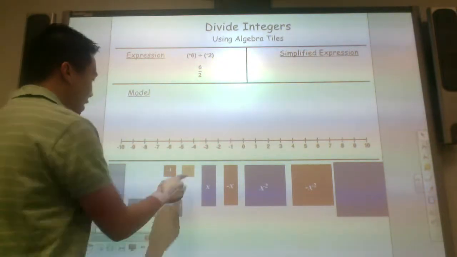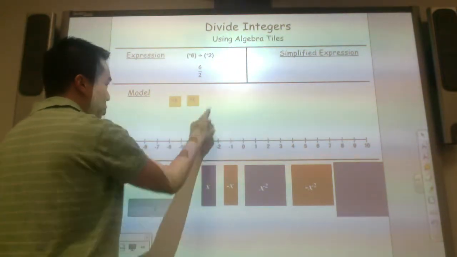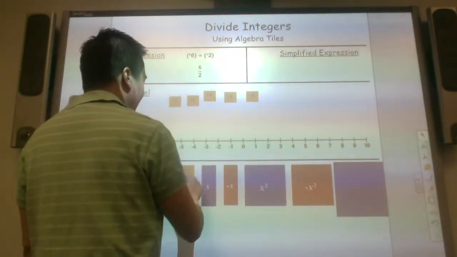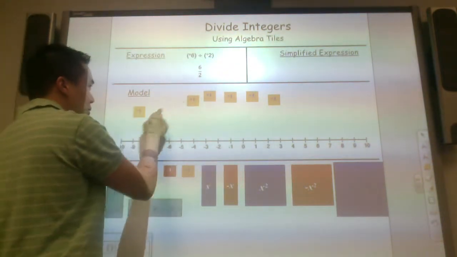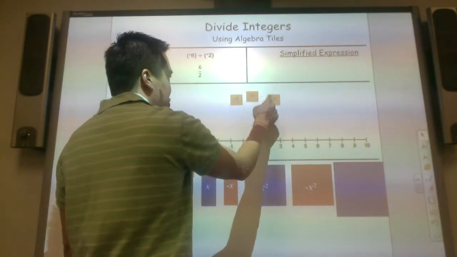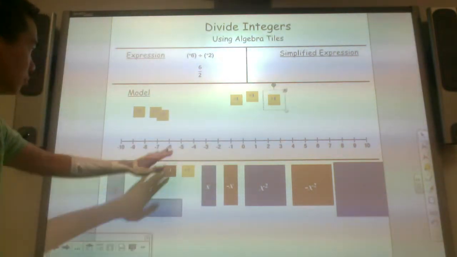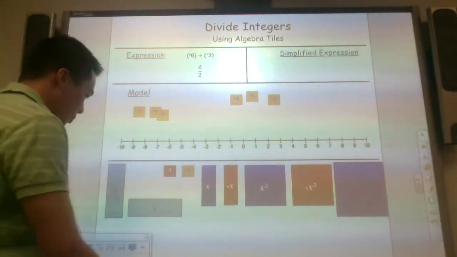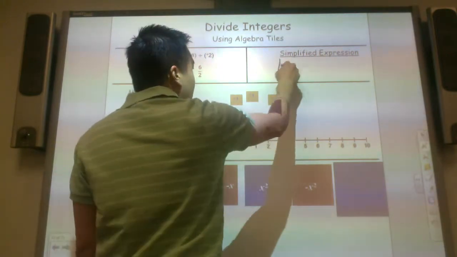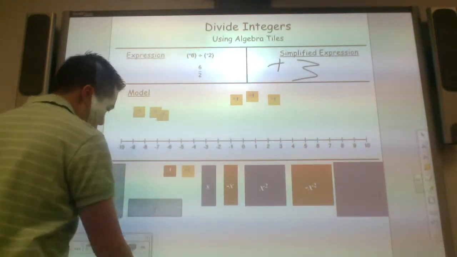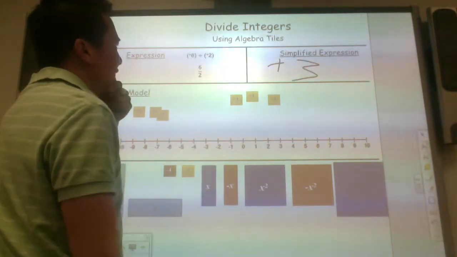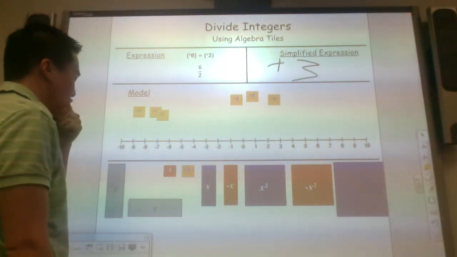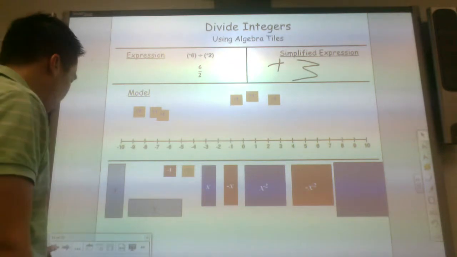You have 6 positive. 1, 2, 3, 4, 5, 6. They want you to divide it into 2 groups. Here's our first group, here's our second group. So how many do you have in each group? Positive 3. That's weird. You have a positive and a positive, the answer becomes positive. Interesting. We'll come back and generalize on that rule.